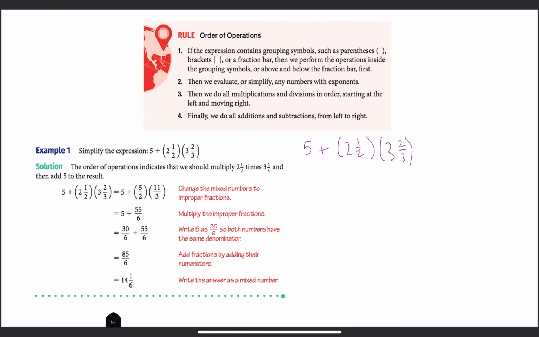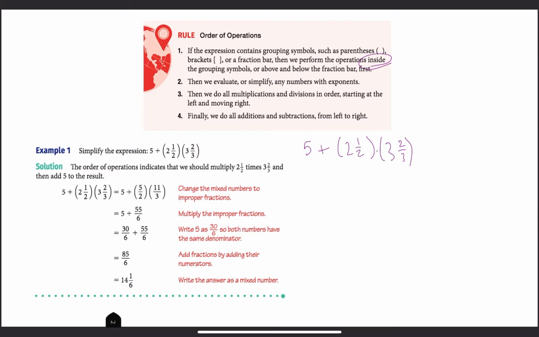So let's go ahead and read this so that we know what it's asking. It's 5 plus 2 1/2 times 3 2/3. There's nothing to do inside the grouping symbols, right? 2 1/2, that's as simple as it gets. 3 2/3, that's as simple as it gets. So then the next step is exponents. There are none of those. So now we're on to multiplication and division.